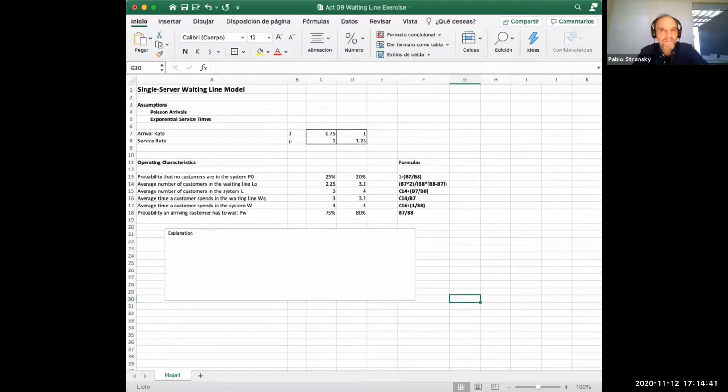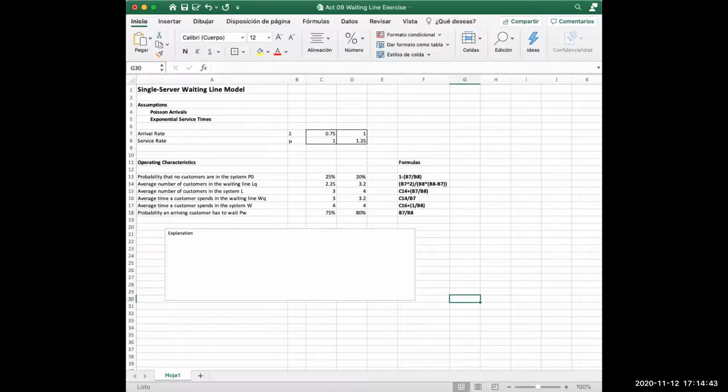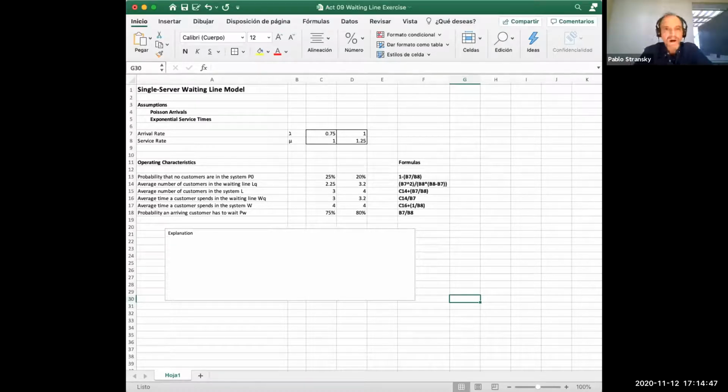That it only changed like 5% in the probabilities. Okay, now how can we understand when lambda changes? Let's first start from lambda and mu. Lambda went from 0.75 to 1. What does it mean if we change those numbers to per hour?